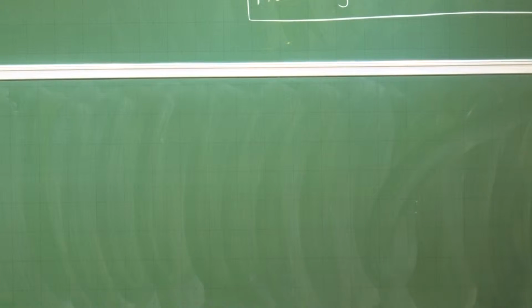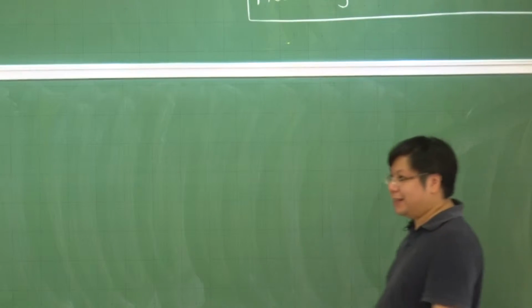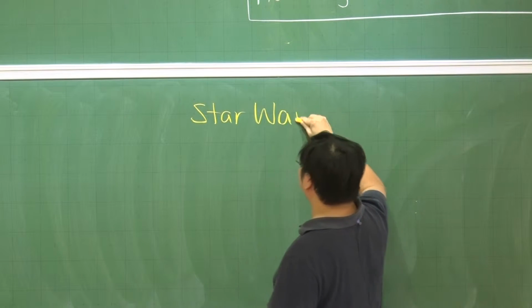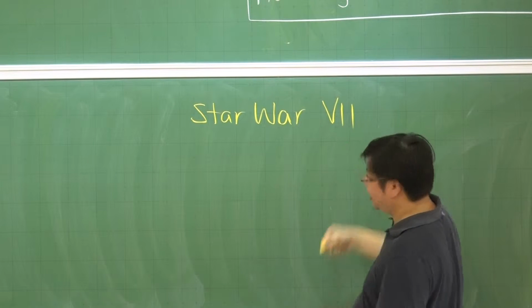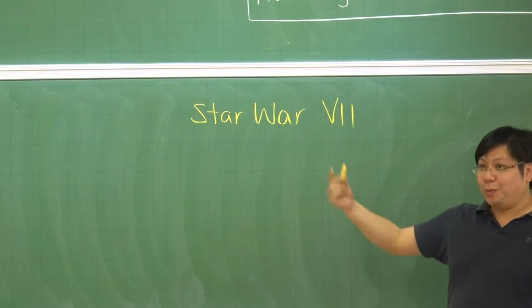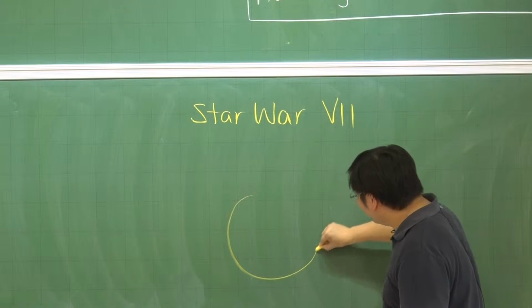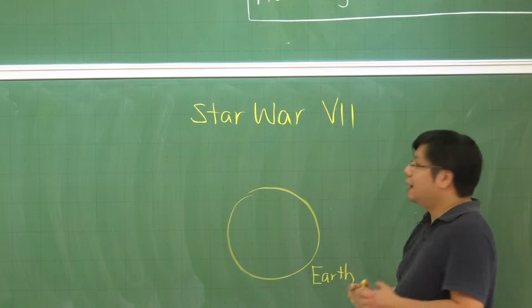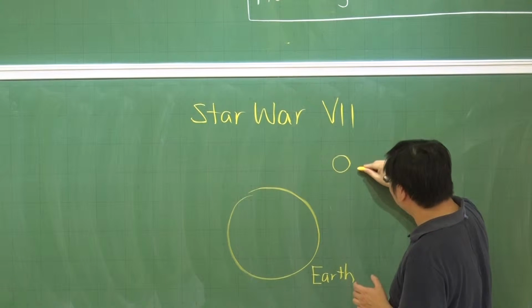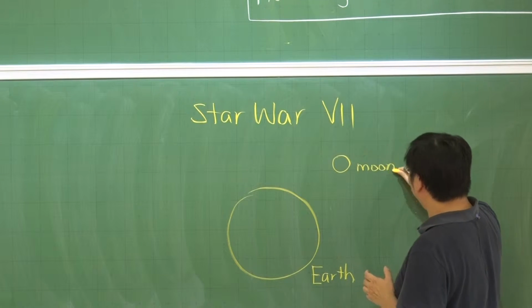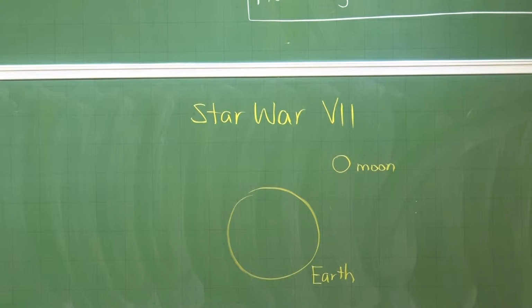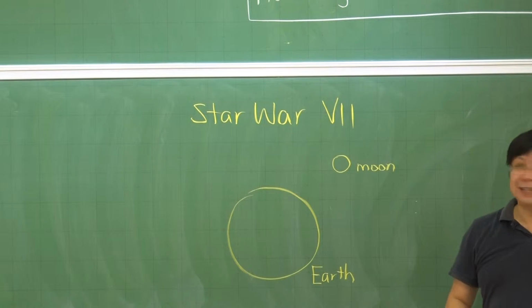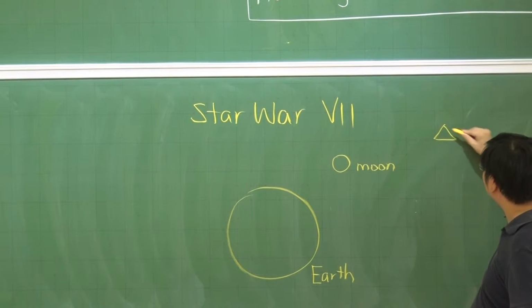So this problem is Star Wars 7, whatever. So Star Wars against aliens this time. So what happened? Let's say this is our Earth. And let's say this is our moon. And then somehow there are aliens that attack us. I don't know how to draw aliens, so let's say this is an alien.